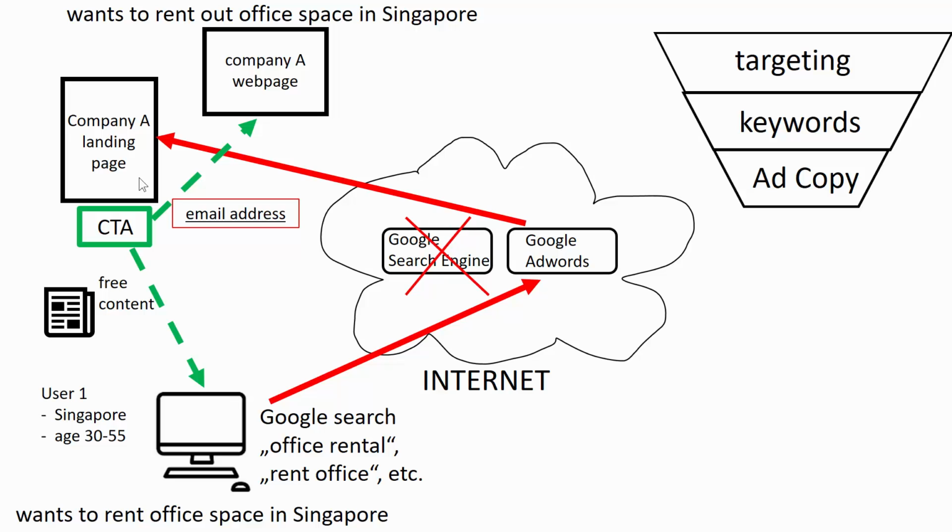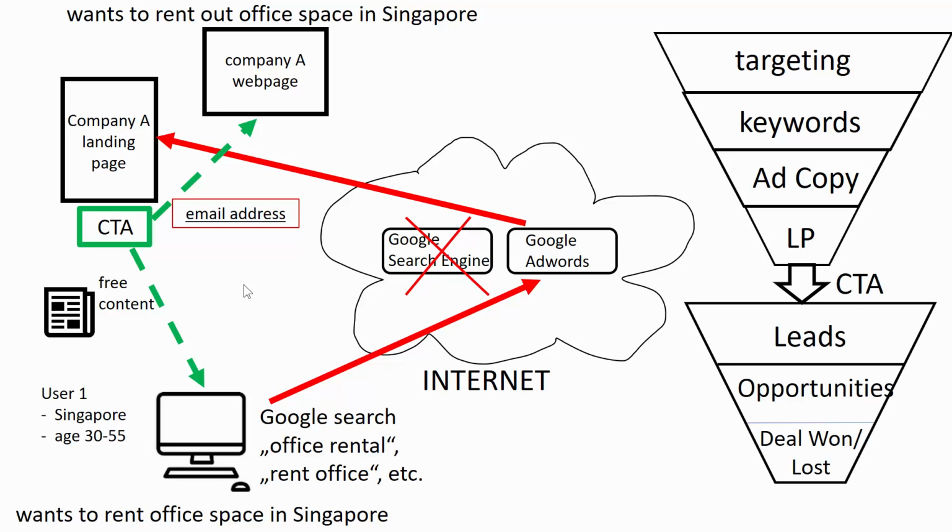This conversion can be improved by improving the ad copy, which means the language that is used in our Google ad. Once our user has reached the landing page, he may or may not click the CTA button. If he does so, we have converted a new lead for our normal sales funnel.